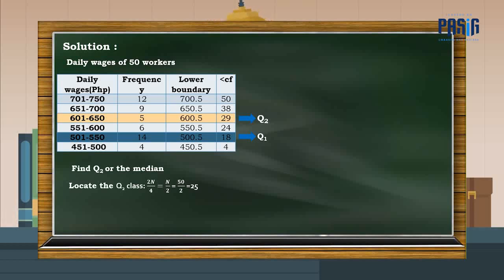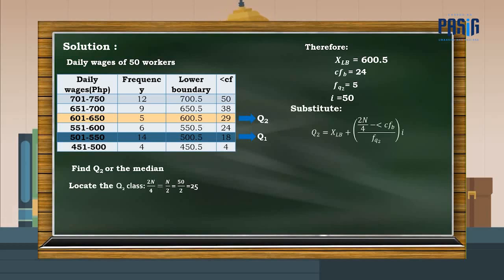Since the 25th to 29th scores belong to the class interval 601 to 650, then the 25th score is also within the said class interval. Therefore, we have the following values. The lower boundary of Q sub 2 class is 600.5. The cumulative frequency before Q sub 2 is equal to 24. And the frequency of the quartile 2 is equal to 5. And the size of the class interval is 50.